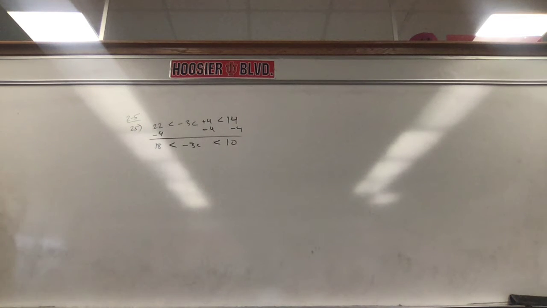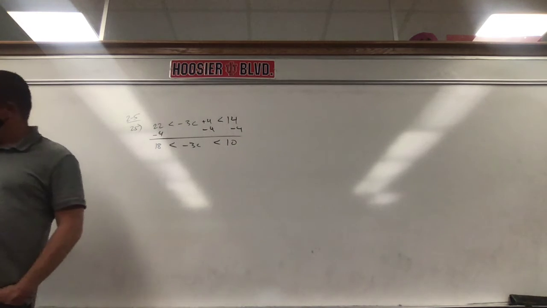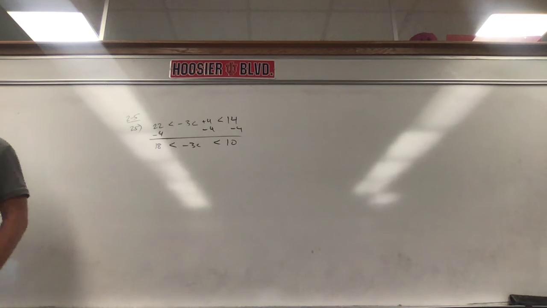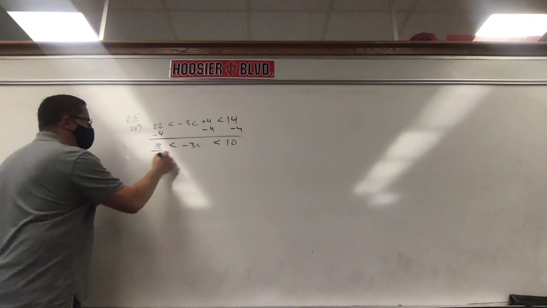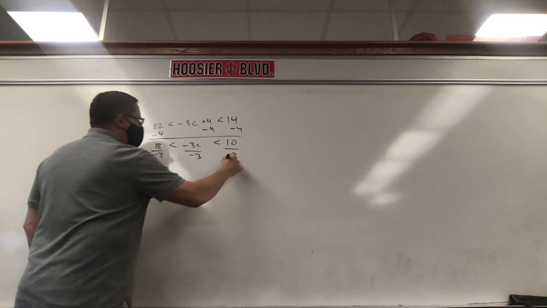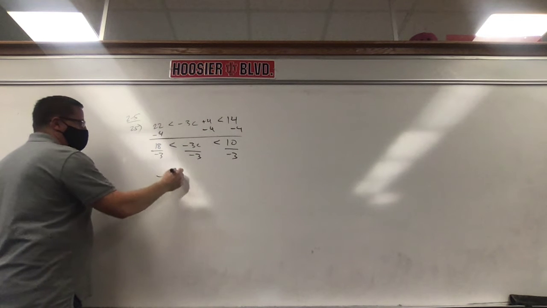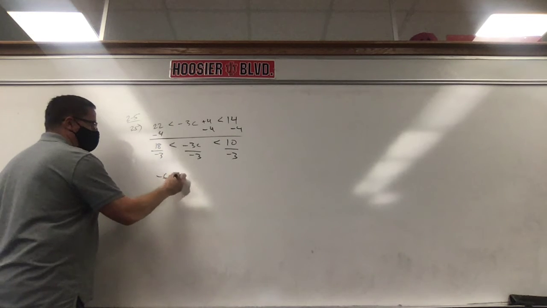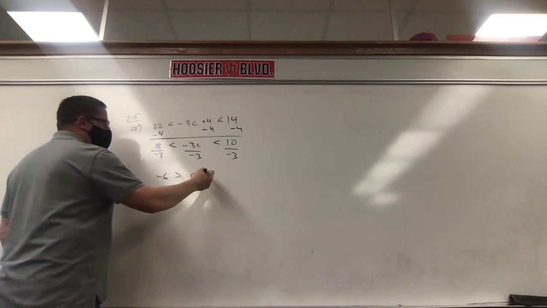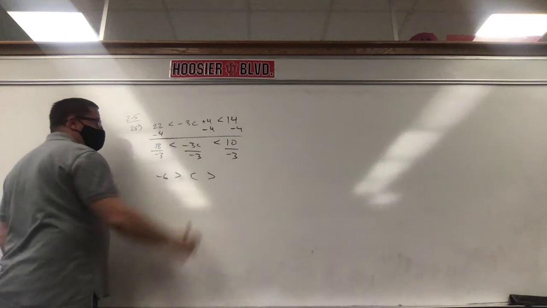Now what? Divide by negative 3. Now it's important: you switch them, both of them. Divide by negative 3, divide by negative 3, divide by negative 3. 18 divided by negative 3 is negative 6, is less, switch them, is bigger than c, which is bigger than 10 divided by 3.